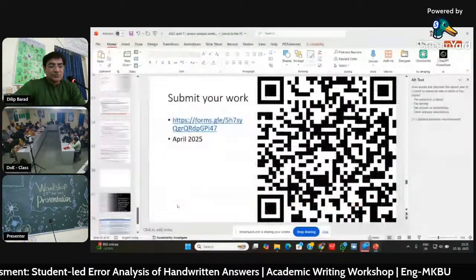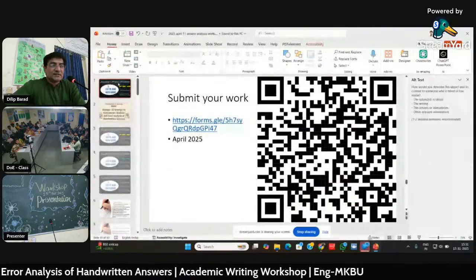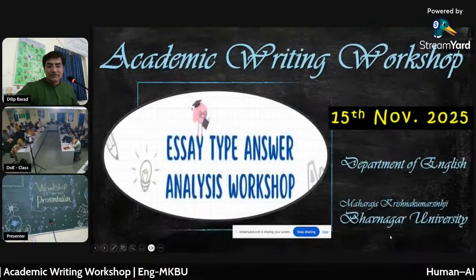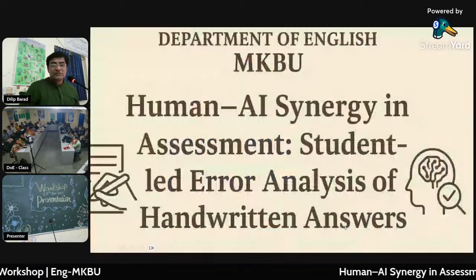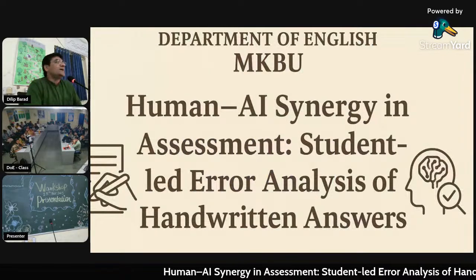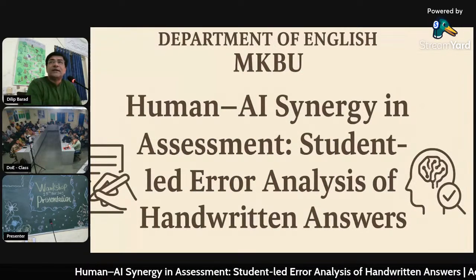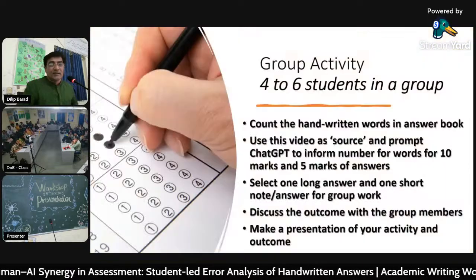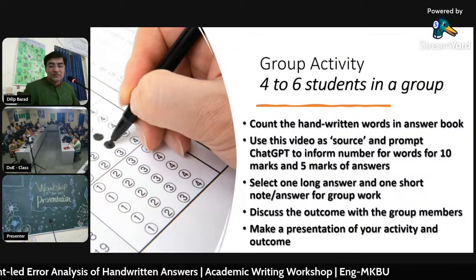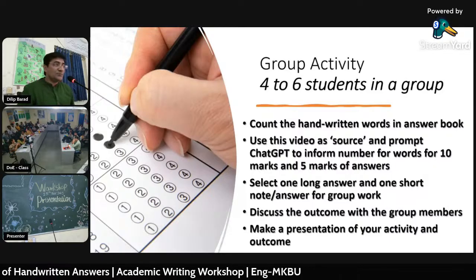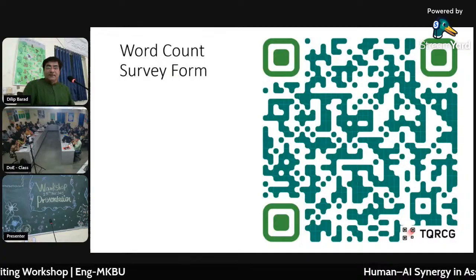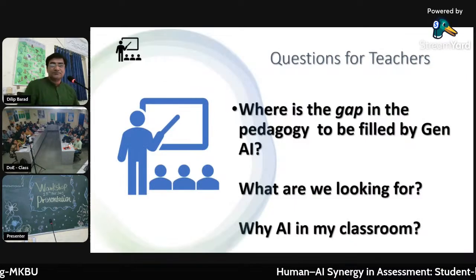Before we ask you to make your presentations, just a background of what you have done. Students will come and share how they used generative AI prompts to identify errors and mistakes. This was the activity task that was assigned to all the students, and you are now ready with your brief presentation on your activity outcome. You all have submitted your works also.